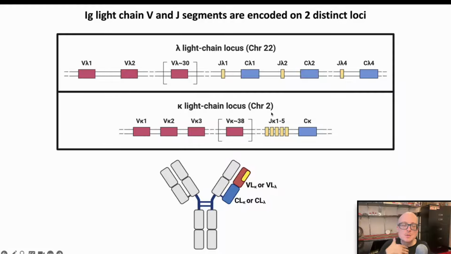For now, let's just assume that it's a bit random and that any given antibody, immunoglobulin, its light chain will come from one or the other, again stochastically, randomly. The rules for recombination in both, though, are essentially similar.